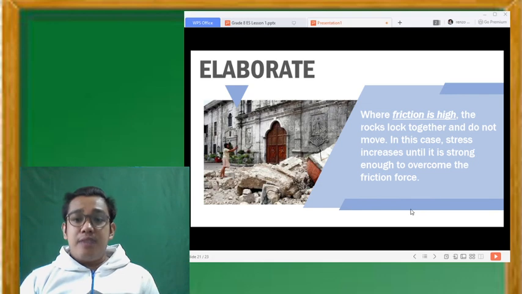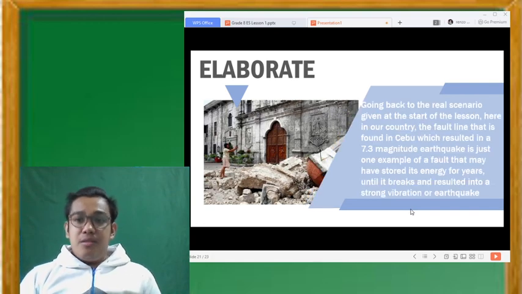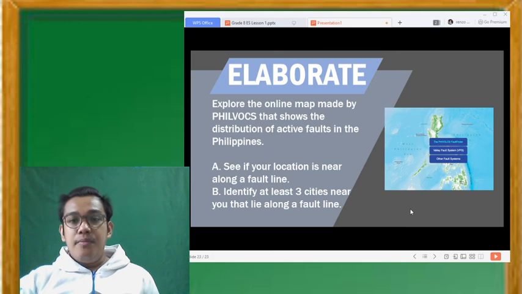In this case, stress increases until it is strong enough to overcome the friction force. Going back to the real scenario given at the start of the lesson, here in our country, the fault line found in Cebu, which resulted in a 7.3 magnitude earthquake, is just one example of a fault that may have stored its energy for years until it broke and resulted in a strong vibration or earthquake.